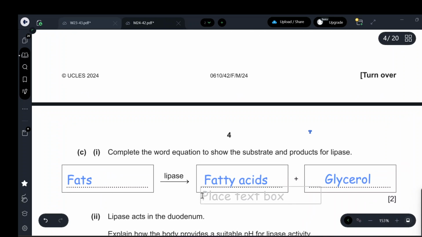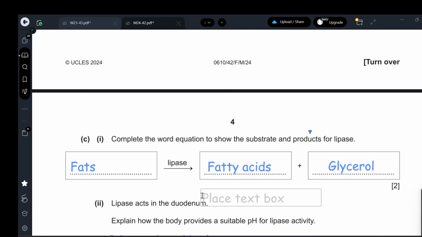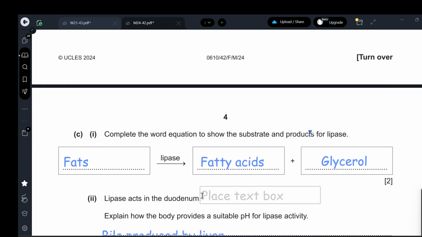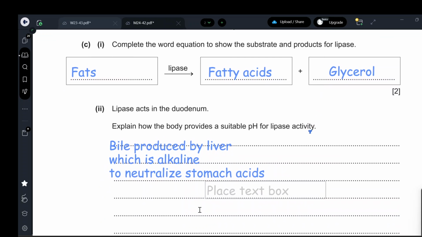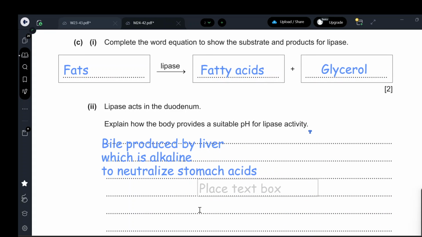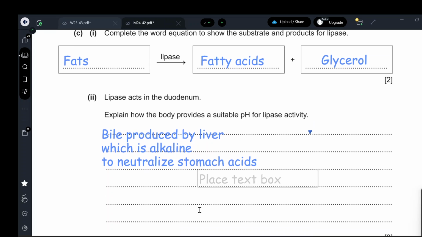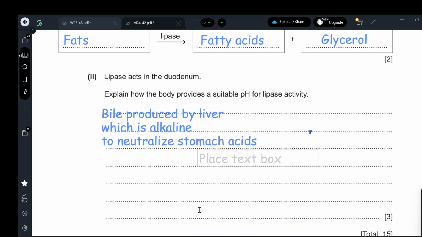Lipase acts in the duodenum. Explain how the body provides a suitable pH for lipase in the duodenum. How the pH is adjusted in the duodenum. Bile juice produced by the liver is alkaline and it neutralizes stomach acids. Bile juice produced by the liver, alkaline, neutralizes the stomach acids.